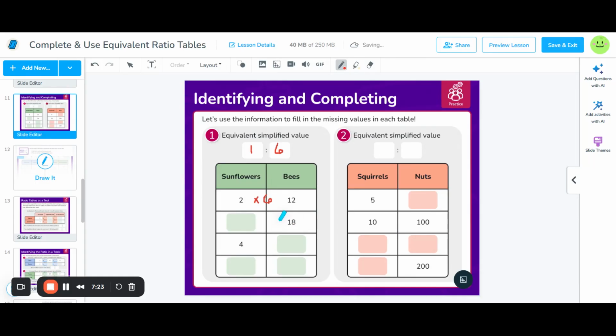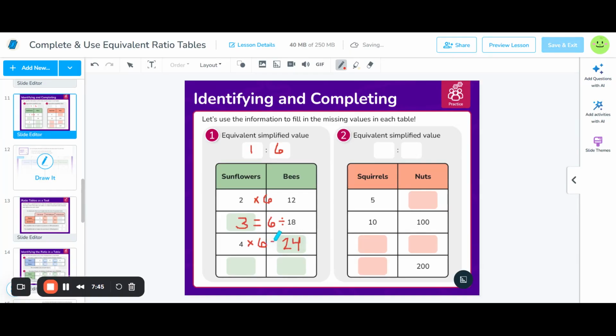So we need to divide. We're going the opposite direction. 18 divided by 6 is equal to 3, because 3 times 6 is equal to 18. And then we can go the other direction. 4 times 6 is equal to 24.